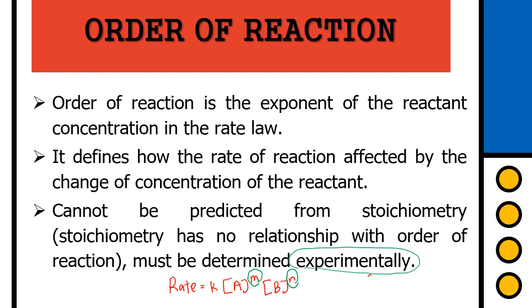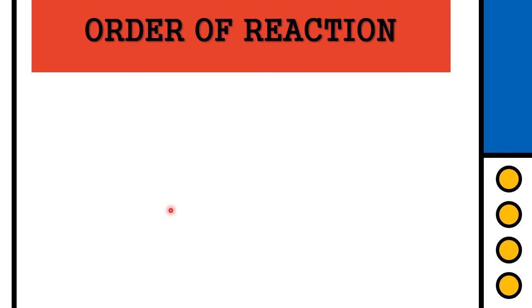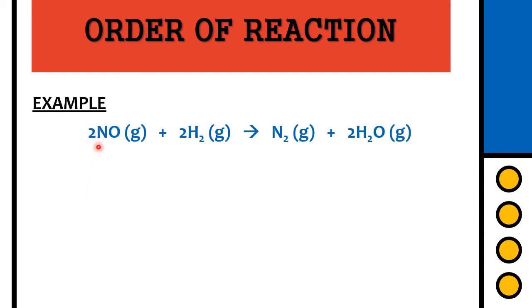Now we're going to look at the second point here. What does it mean? The order of reaction defines how the rate of reaction is affected by the change of concentration of the reactant. Now let's take a look at the next slide. Let's look at an example. Here I give you a chemical equation: 2NO + 2H2 produce N2 + 2H2O.